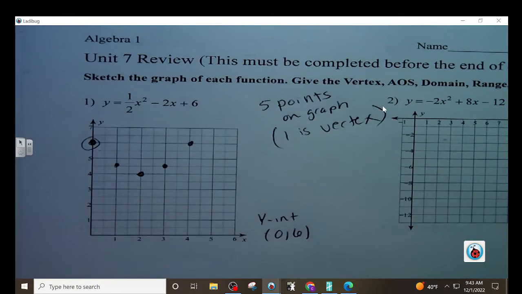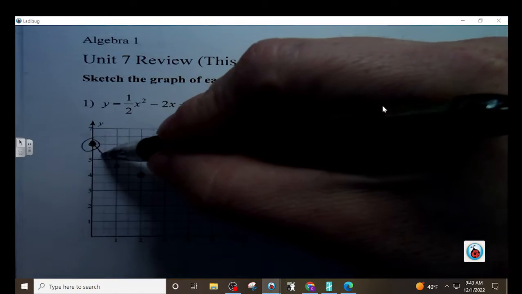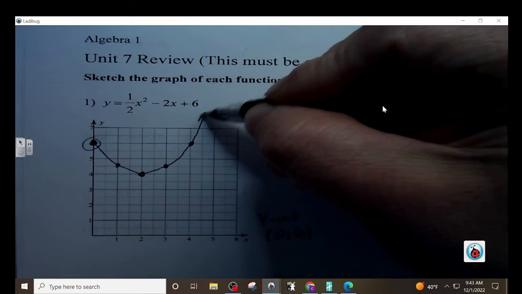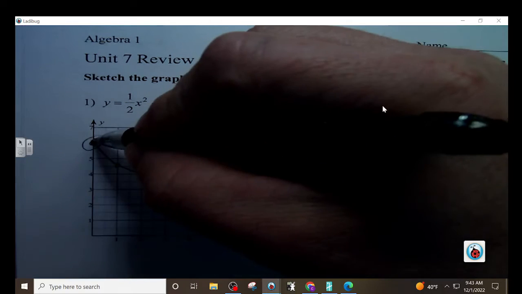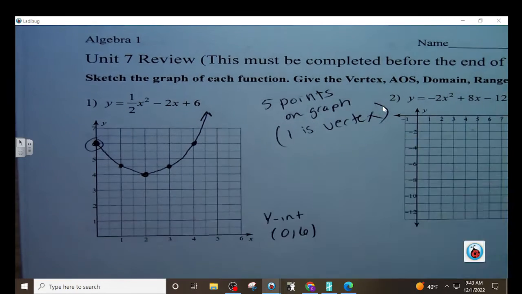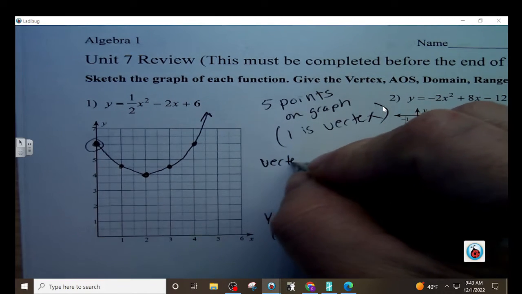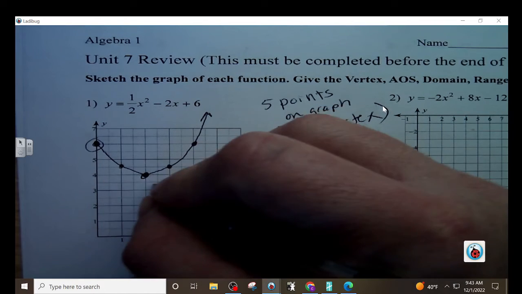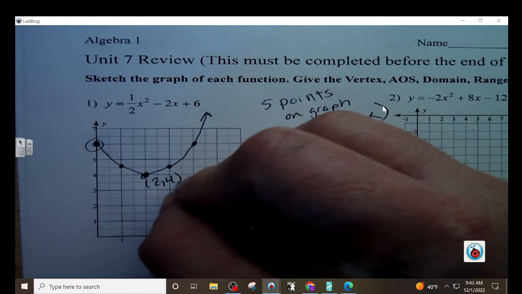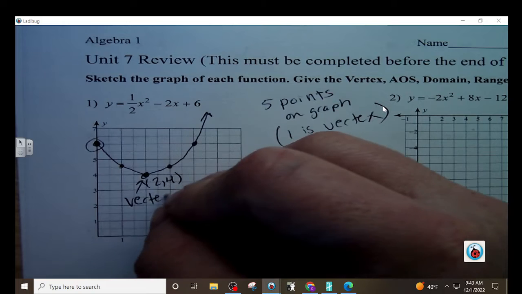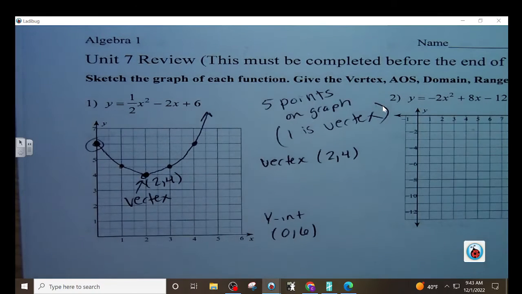Now, guys, make sure you know what these parts are because you will have to label them on the test, all right? All right, so now, guys, my vertex is (2, 4). That is my vertex, okay? It's just the lowest or highest point.